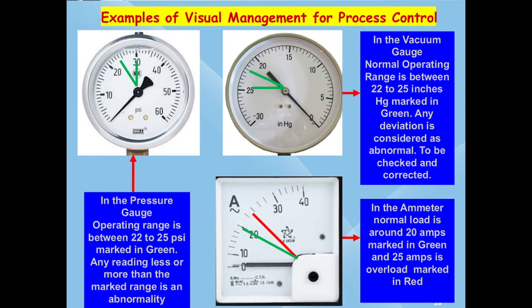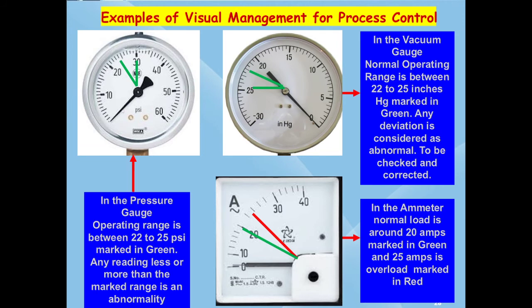This is another important picture which shows the operating range marked in green. These are marked on the glass of the pressure gauge, vacuum gauge, and this is the ammeter; you mark with a V notch. This is the operating range for pressure. This is the operating range for the vacuum. In the pressure gauge, the operating range is between 22 to 25 psi marked in green. Any reading less or more than the marked range is an abnormality.